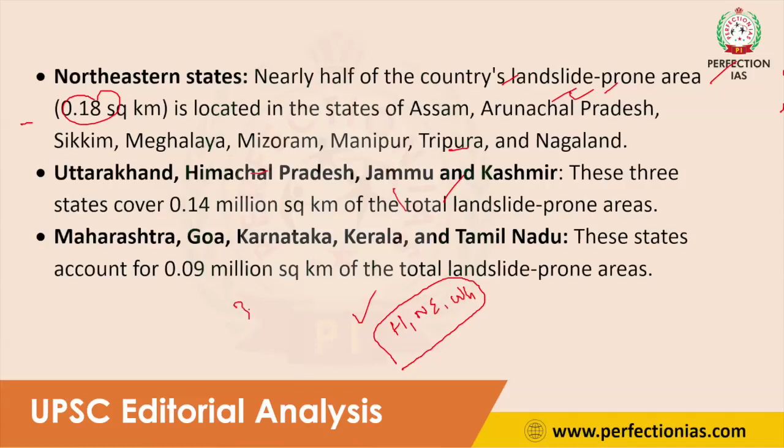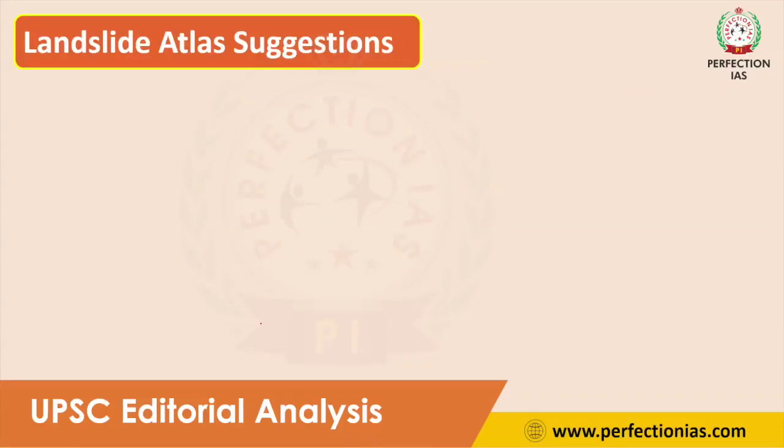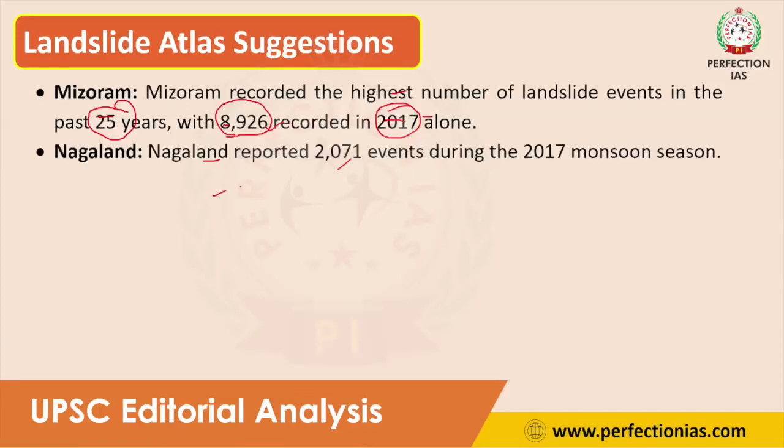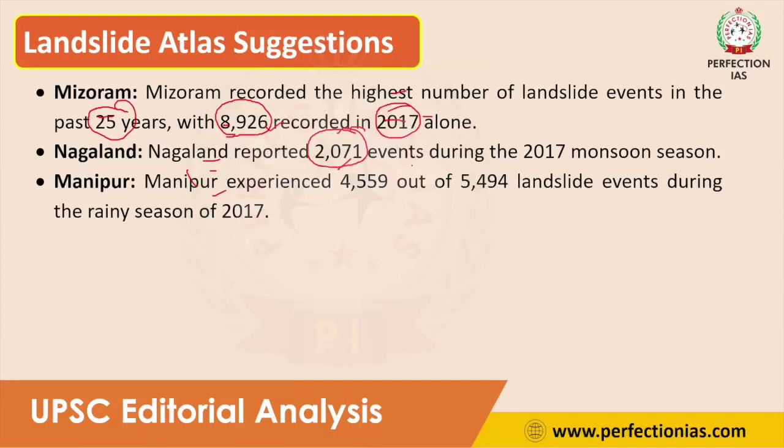In mains, you can draw the map of India and mark these places. So next we will see the suggestion by landslide atlas. Mizoram recorded the highest number of landslide events in the past 25 years. In the last 25 years there were around 9,000 landslides, with many occurring in 2017 alone. Due to heavy rainfall, Mizoram faces frequent landslides. Then Nagaland also faces heavy landslides. In 2017, Nagaland faced 2071 landslide events, and Manipur experienced 4,559 out of 5,499 landslide events during the rainy season. So all these northeastern states are landslide prone areas in India.